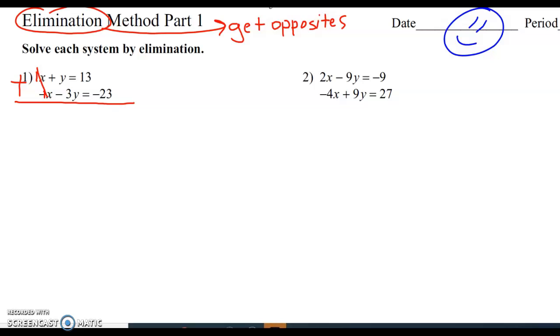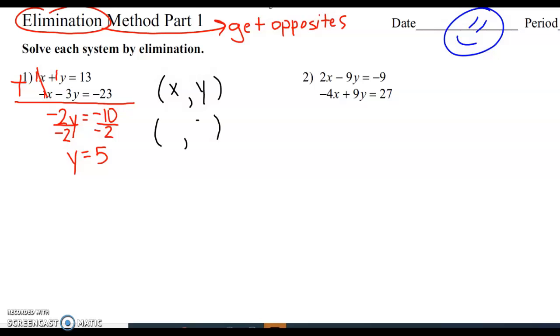You add everything else. 1y and negative 3y would be negative 2y equals 13 and negative 23 is negative 10. Now we have a one-step equation with one variable we can solve. To get rid of multiply by negative 2, we divide by negative 2 to find out that y is 5. Just like yesterday, we're looking for the ordered pair answer, the x comma y that made both of these work.